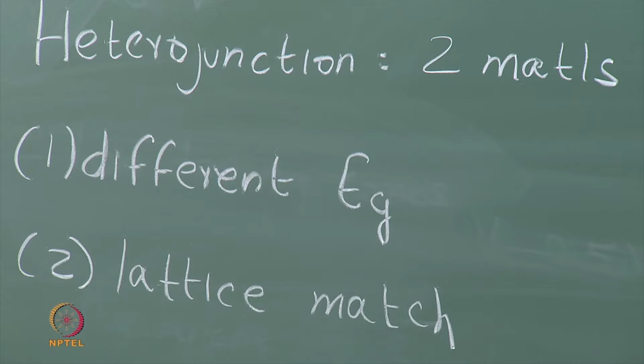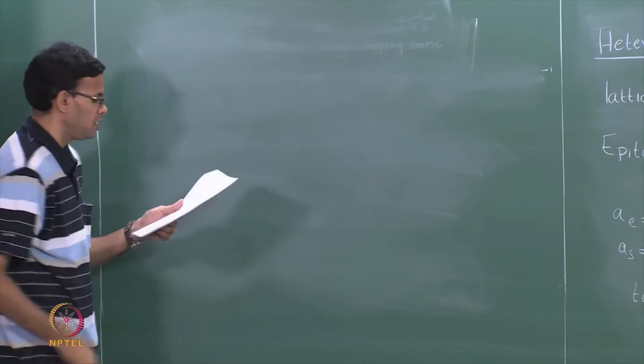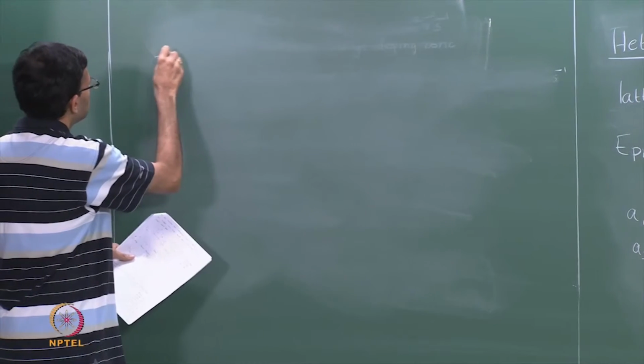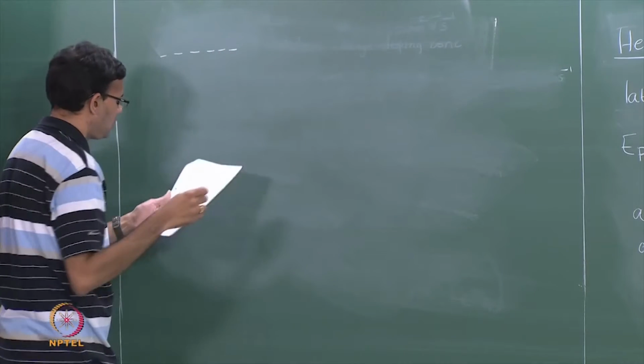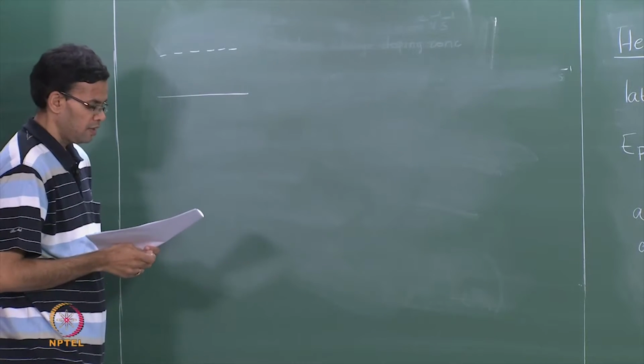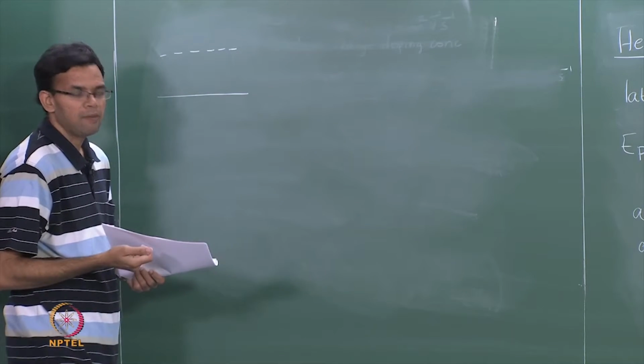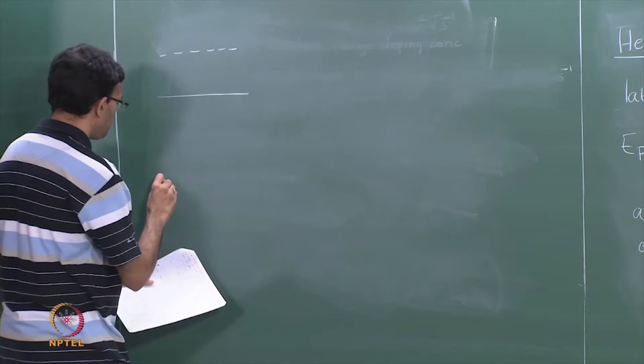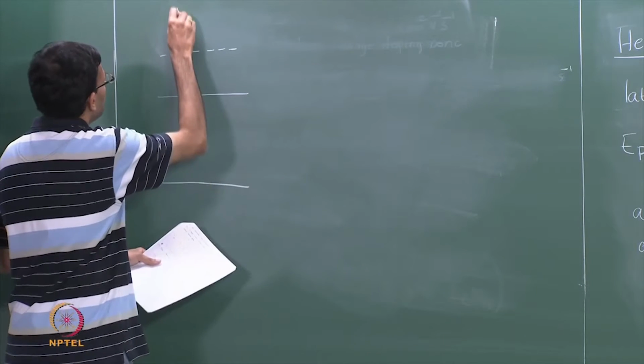So, let us now look at a band diagram in the case of a p-n heterojunction. So, I am going to consider a p-n junction. So, the first, let me draw the n side, and I am going to say that the n side has a higher band gap than the p side. This is my n side.